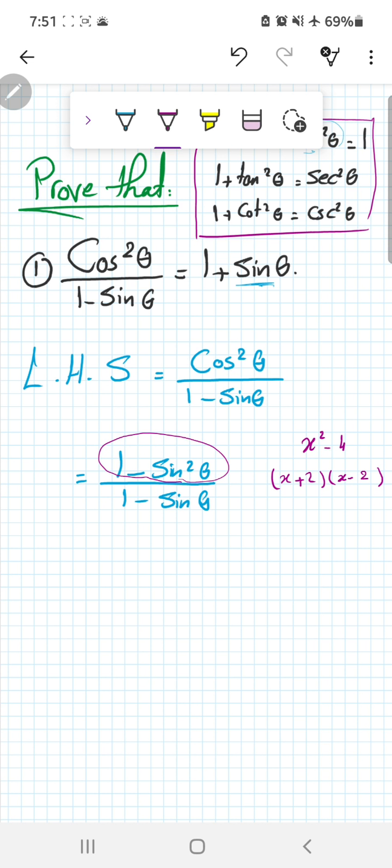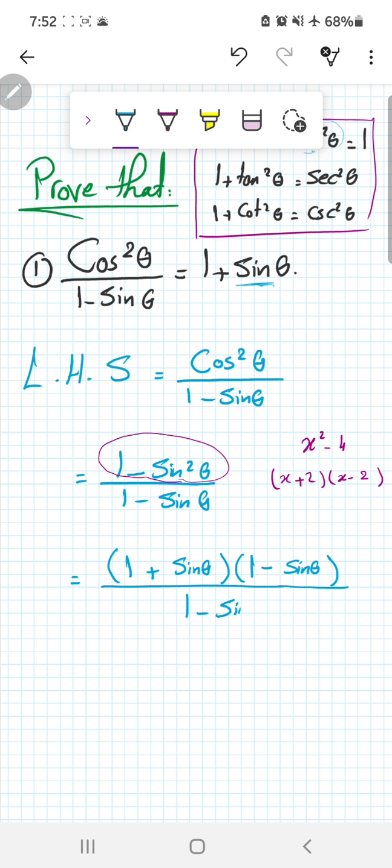Here it is similar. We have 1 minus sine power 2, so we open two brackets. Square root of 1, 1 and 1. Square root of sine power 2 theta, sine theta and sine theta. Here positive and here negative. And the denominator we write as it is.